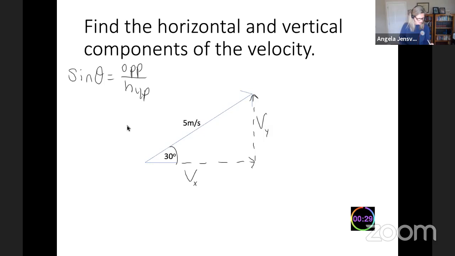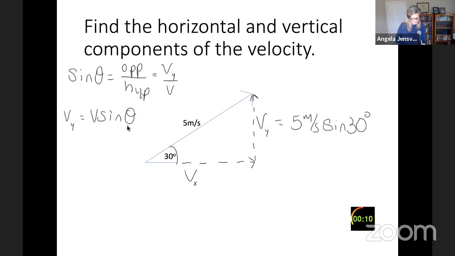So if we solve that, this is really Vy over the hypotenuse, V. If you solve for Vy, you get V sine theta. So this would be 5 meters per second times the sine of 30 degrees, which is 2.5 meters per second, because the sine of 30 is 1/2.